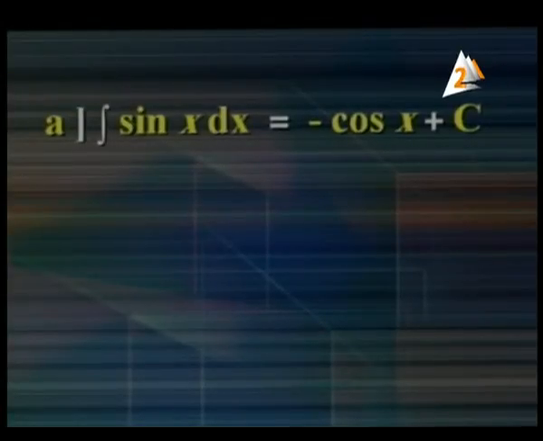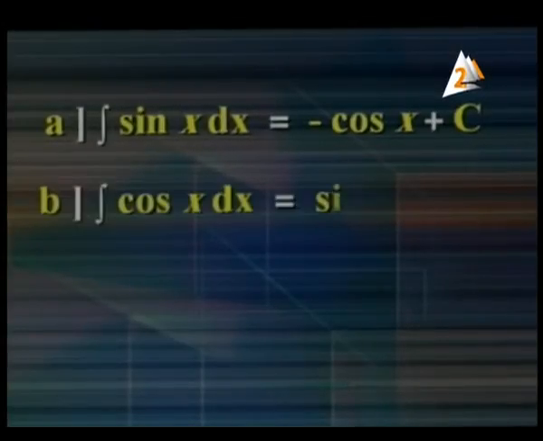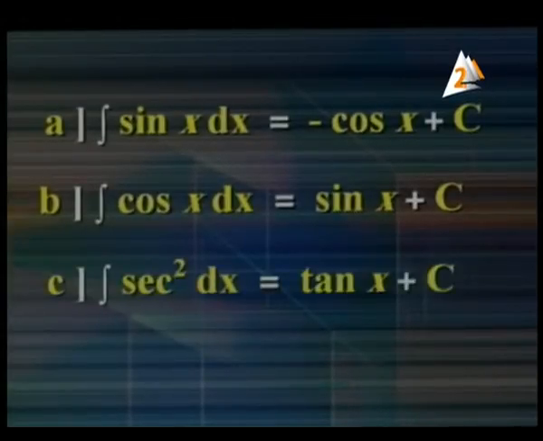Differentiation of cosine equals what? Equals negative sine. But integration of sine x dx equals negative cosine x plus c. What is the c? Constant of integration. Number 2, integration of cosine x dx equals sine x plus c. Remember, dear student, integration of sine is negative cosine, but integration of cosine equals sine plus c.